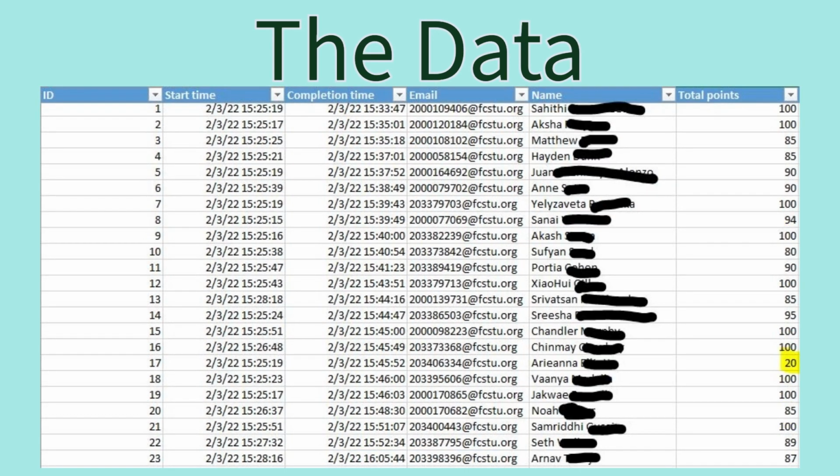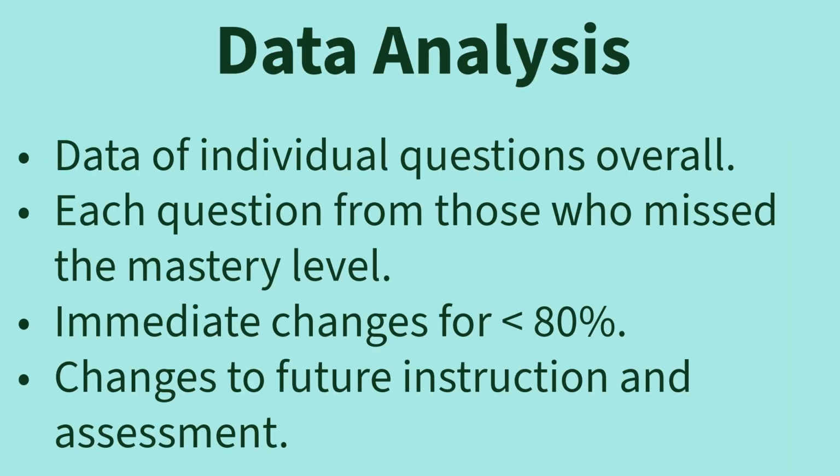And at the end of the day, I really need to figure out what happened with Ariana, who only scored 20% on this test. So I have identified students based on their total score who will need remediation. I now look at the questions they missed so I can look for patterns and tailor my reteaching purposefully.